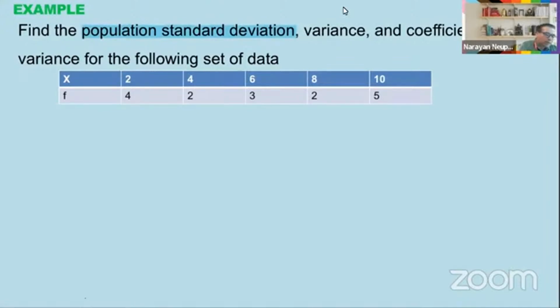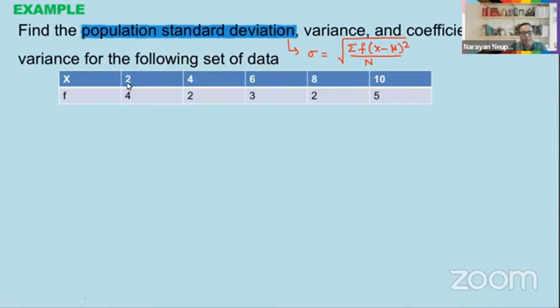That was, let me write here, population standard deviation denoted by sigma, right? And this is for the grouped distribution, that is with the frequency. Our formula was, this is equal to the square root of the sum of frequency multiplied by (x minus mean) squared, divided by n. That is the formula. And we have to find the population standard deviation using this formula.